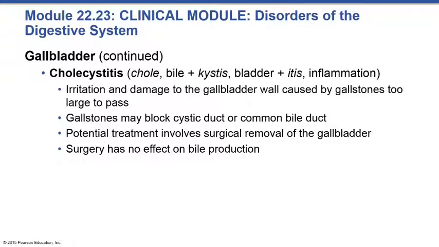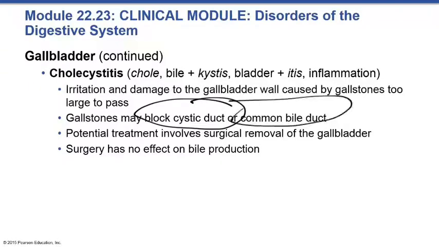So if the gallbladder gets too inflamed, again, and it blocks the cystic duct or the common bile duct, it's very, very painful and usually results in surgical removal. Bile is still being produced by the liver, it just isn't being stored and concentrated in the gallbladder. So people after having their gallbladder removed will sometimes complain about indigestion or difficulty breaking down a fatty meal, but overall they are doing just fine.